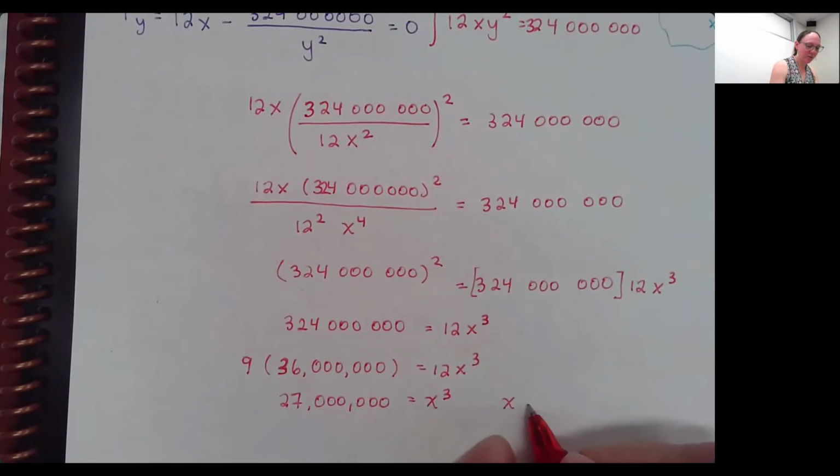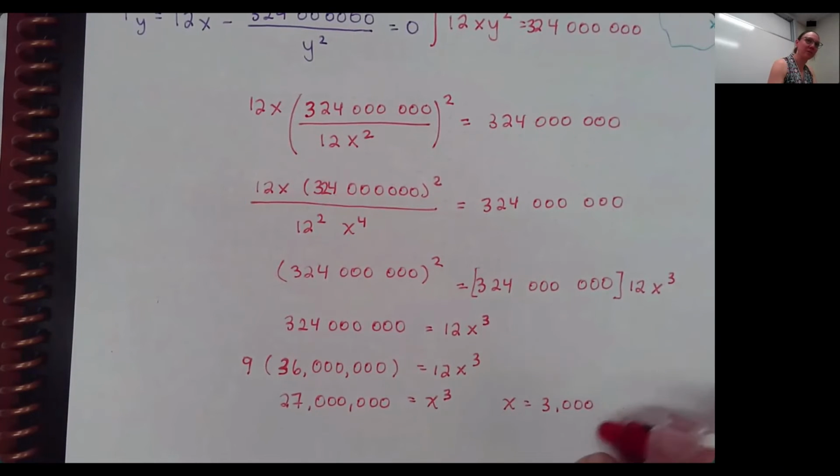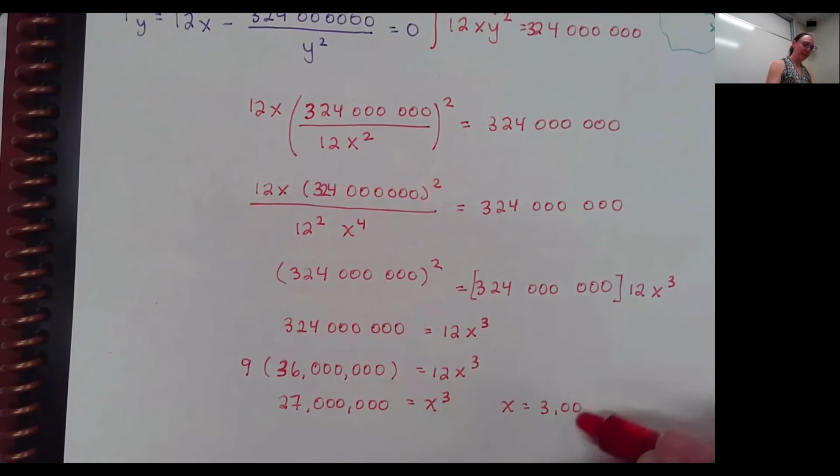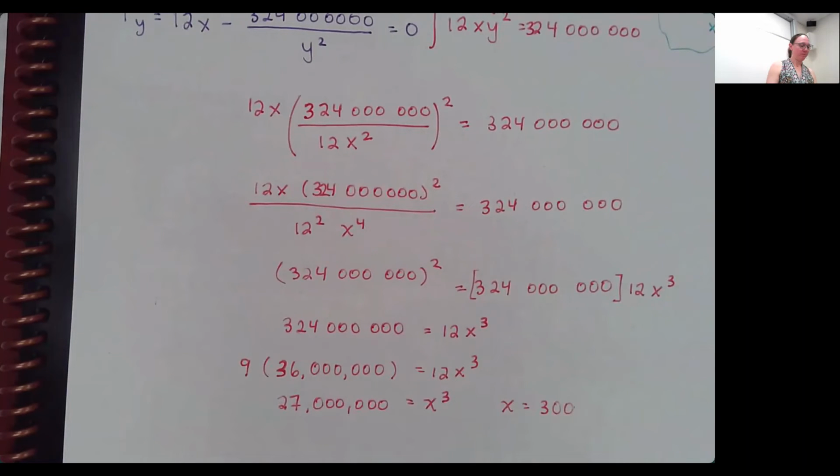And our x here works out to be, oh, sorry. Kill some zeros. Wait, isn't it 300? Yep. Isn't it 30? Oh, yeah. I think it's 300. Mm-hmm.